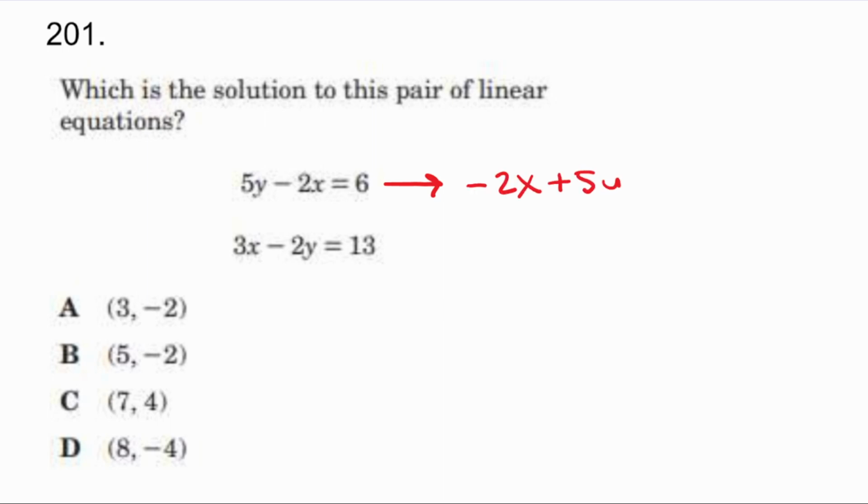-2x plus 5y equals 6 and 3x minus 2y equals 13. Now, you could work to eliminate y. Me personally, I'm going to work to eliminate x. So I'm going to take the first equation and multiply it by 3, and the bottom equation and multiply it by 2, so that I have -6x and +6x. So I'm taking the top equation and multiplying everything by 3.